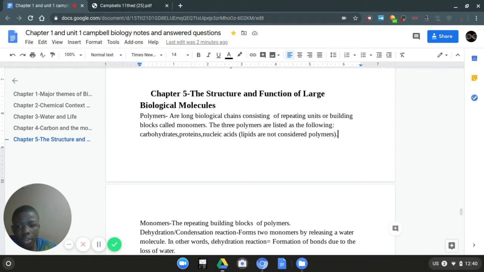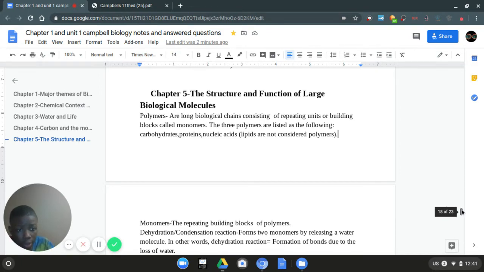But you do need to note that lipids are actually not considered polymers or macromolecules. We'll get into lipids in just a minute, but apparently they're not big enough to be considered polymers or macromolecules. It doesn't really matter why, but just know they're not. The three polymers you need to know are carbohydrates, proteins, and nucleic acids, and we'll be talking about their intricate properties in this video. And like I said, monomers are simply the repeating building blocks of polymers.